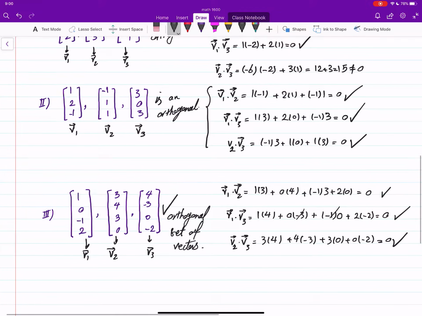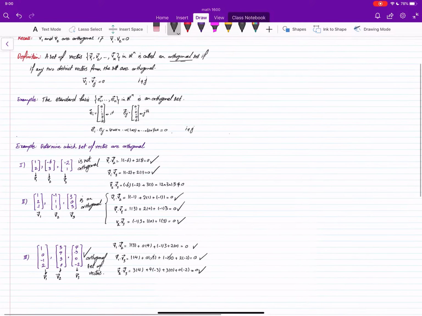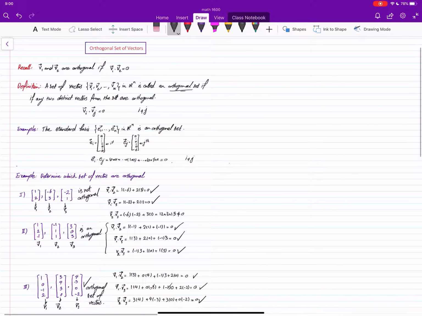We will work with these sets a little bit more. You will see that when we have a basis which is orthogonal, that basis will have nice properties that we will study later in another video.